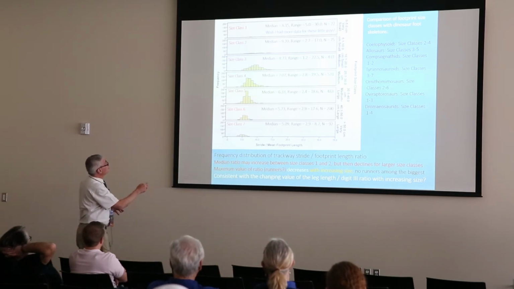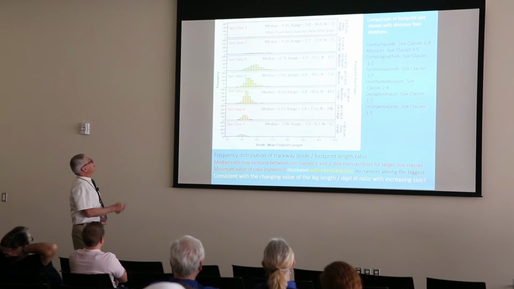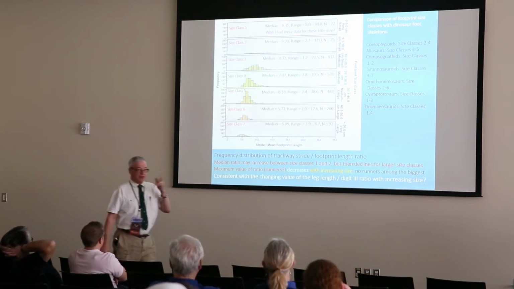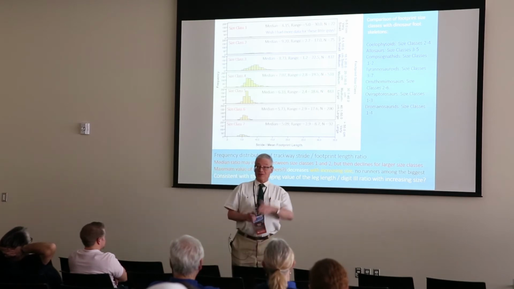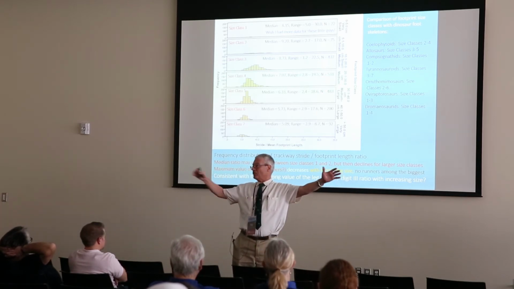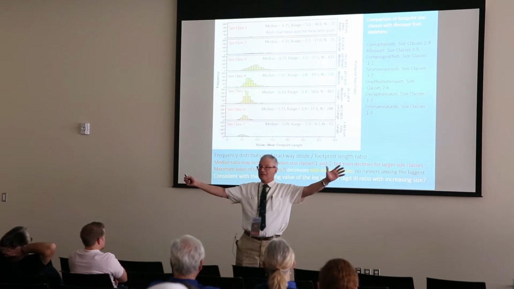You can see the distribution of values of the stride to footprint length ratio as you go from the little guys to the big ones. And the parameter I use to give an average is the median. Now the median is the halfway point, such that exactly half the cases will be smaller, half will be larger. I think that's better to use than the mean here.